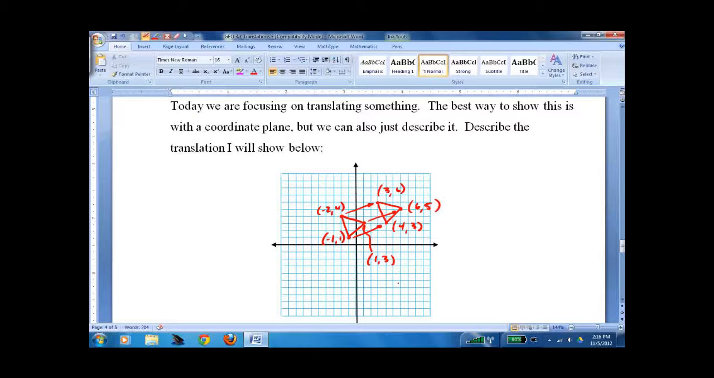That's it. Now, why translation at the end of parallel and perpendicular lines? Because it's an application. These are all parallel lines. So we're just using parallel lines to move something. An application of geometry.